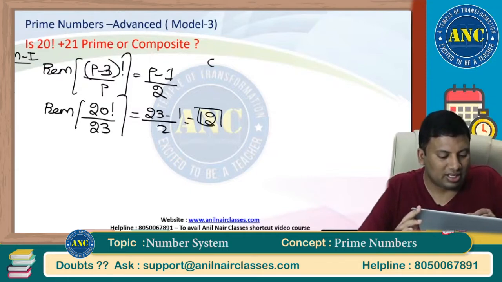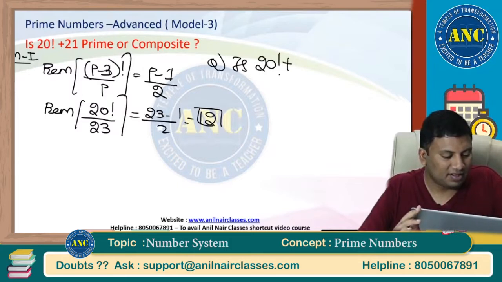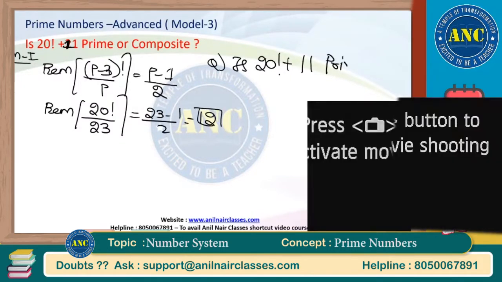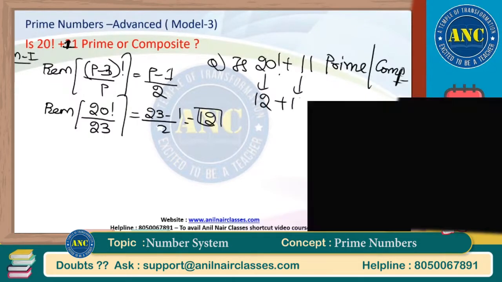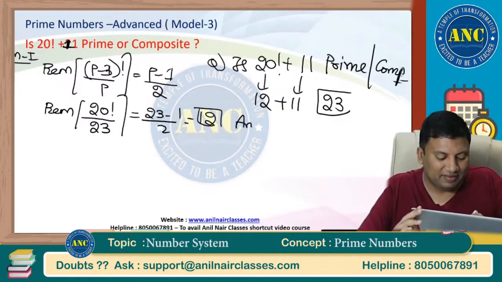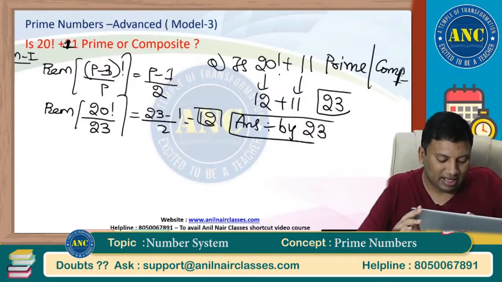So, if the question is like this, 20 factorial plus 11, it is not 20, it is 11: is 20 factorial plus 11 prime or composite? This is giving remainder 12, and this is giving 11. 12 plus 11 is 23. The answer is divisible by 23. I hope it is clear.